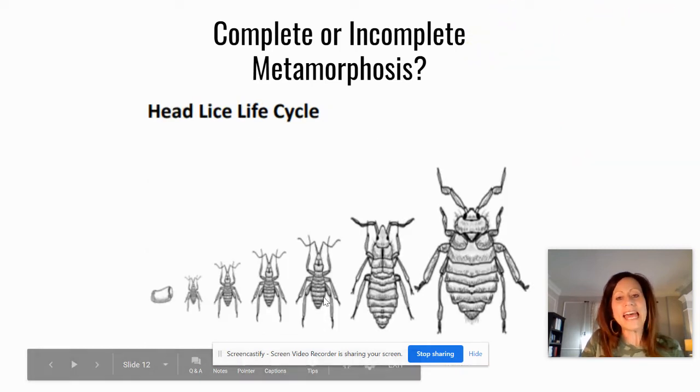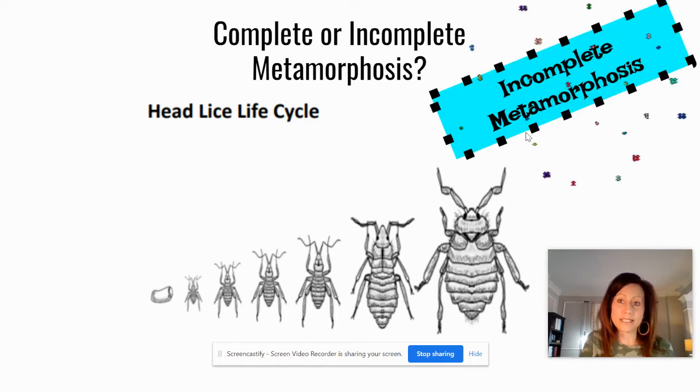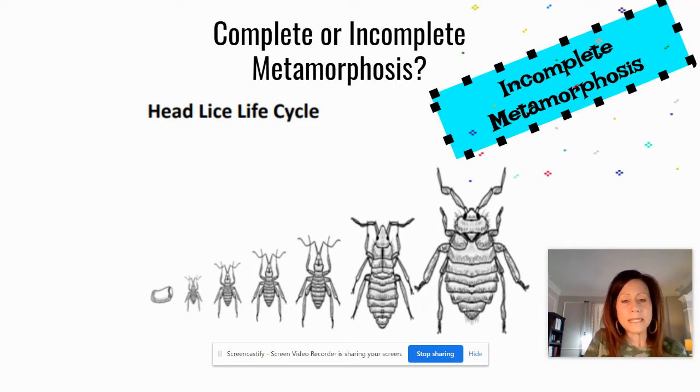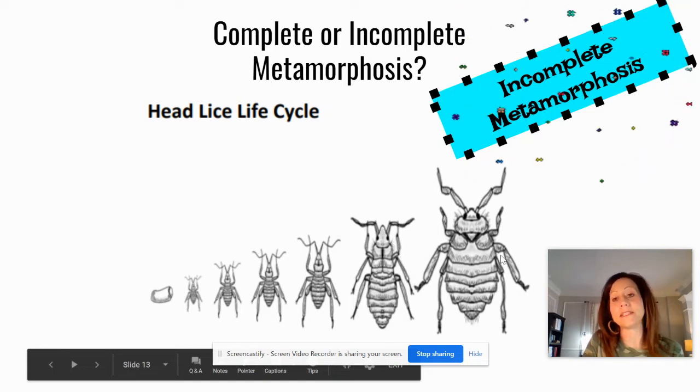What about this one? This is head lice. Ew. So here is the egg, and the egg is born, and there's the baby head lice all the way up to the grown-up head lice, and we can tell that there's not a lot of change except for size. So if it stays pretty much the same and there's not 4 drastic stages, then this would be incomplete metamorphosis, because incomplete metamorphosis means that it only has 3 stages. It has an egg, and then it has this nymph stage where they're smaller, and then they look the same as an adult.